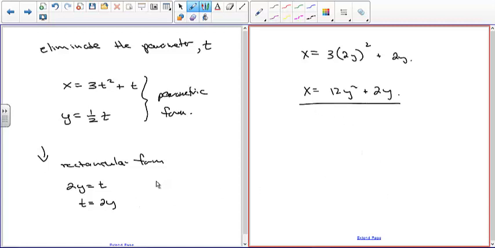Okay, so that's the rectangular form. I could have done it the other way, but not quite so easily, because I'd have to use completing the square probably to solve for y instead of for x. But it's in rectangular form now because it just has x and y.